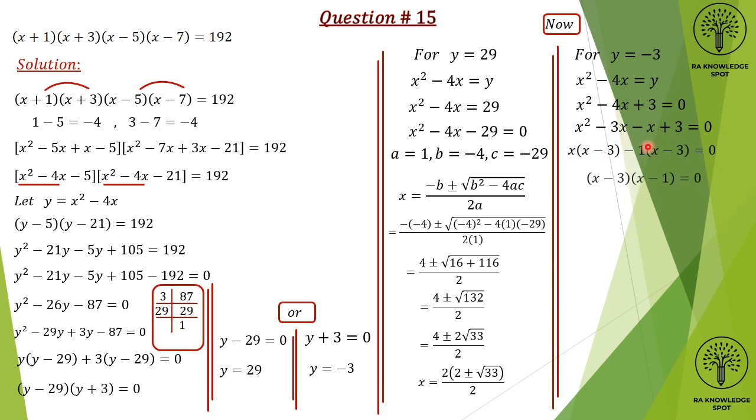Now x is common, here minus 1 is common. Now one by one we have to take it 0, like x minus 3 is equal to 0, and that is 3. Now another portion, that is x minus 1 is equal to 0 and x is equal to 1. Dear students, finally we got the solution of this question. It's a quite lengthy question. Now you can see the solution. How many solutions here we have? That is 3 comma 1 comma, this is the solution. After cancellation we will get 2 plus minus under the root 33.